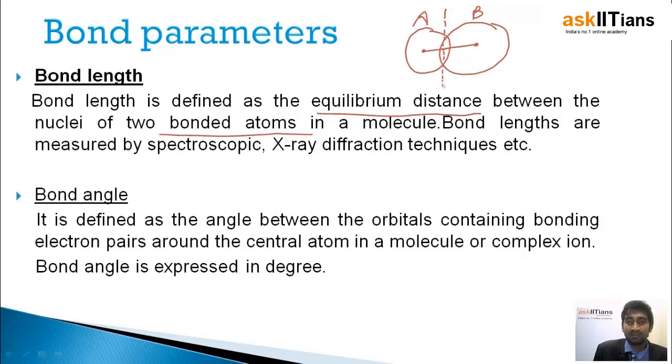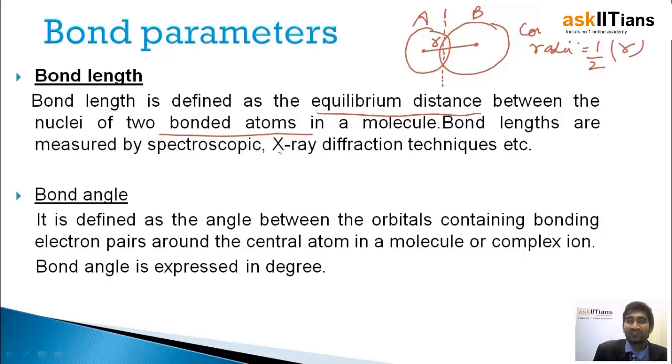For example, if I try to find the covalent radii, it will be equal to half of this distance. Suppose this is R, half of R. So this is termed as my covalent radii. Bond length is the equilibrium distance between the nuclei of two bonded atoms. This is the bond length.